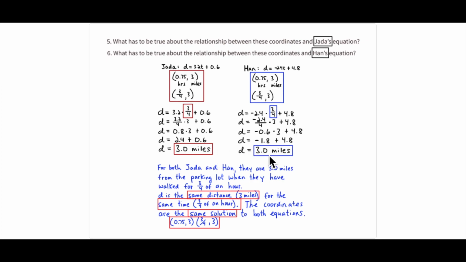So imagine that you start a stopwatch when they start walking towards each other, after Jada has walked her 6/10 of a mile. When they meet, you stop that stopwatch. They will both have walked for the same amount of time, 3/4 of an hour. And it turns out that when they walk that 3/4 of an hour, the distance they're from the parking lot is 3 miles. So everything has to be the same. 3 miles, 3/4 of an hour, it's the same solution.